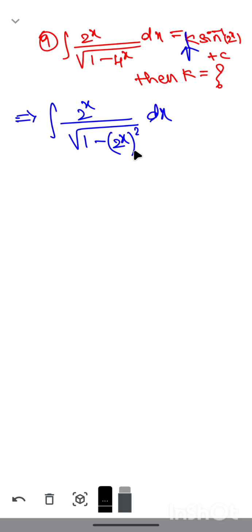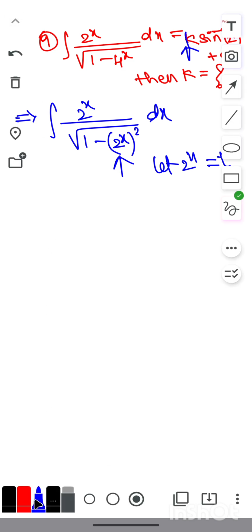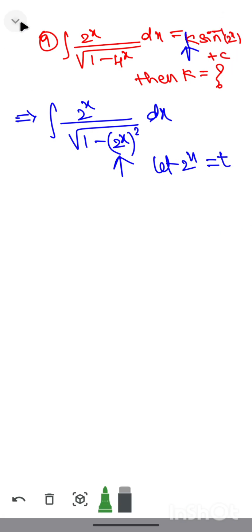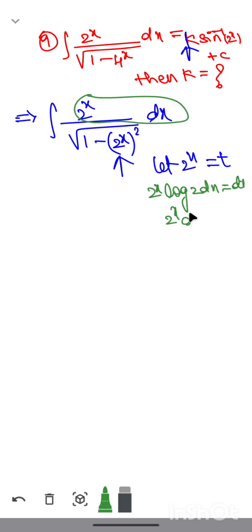Later on, since this is like a composite function, we are assuming 2 power x as t. When I assume 2 power x as t, let us see what we will get here. When I differentiate LHS with respect to x and RHS with respect to t, differentiation of 2 power x is 2 power x into log 2, a power x into log a format, is equal to dt. So the remaining part of the given question is only 2 power x into dx. So find only the 2 power x into dx value. We get dt divided by log 2.